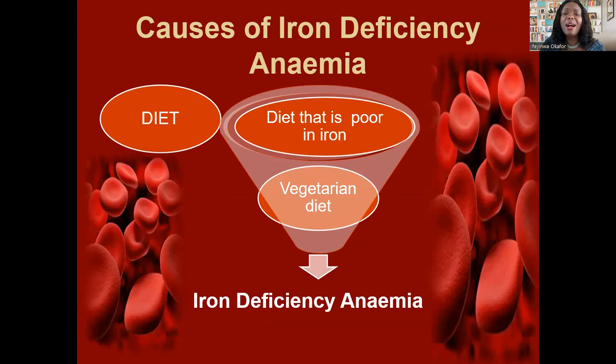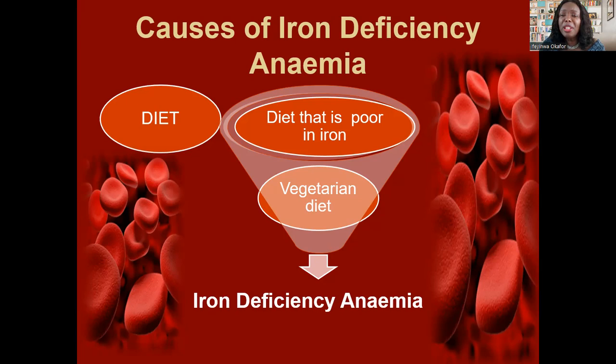There are causes of iron deficiency anemia. We have one, diet. Remember, the three ways we can get iron are: one, from our diet; two, from stored iron in the system; three, from the iron content of recycled red cells in our body. So we can develop iron deficiency anemia when we don't eat iron-rich food.